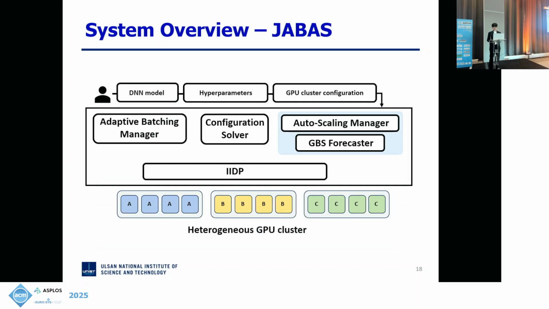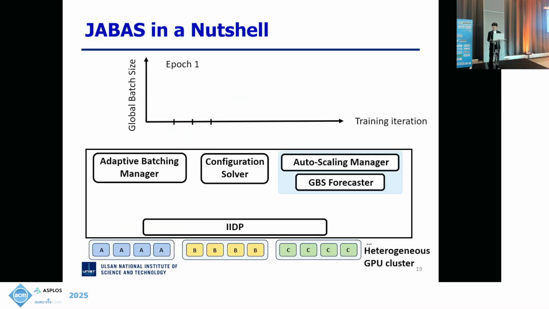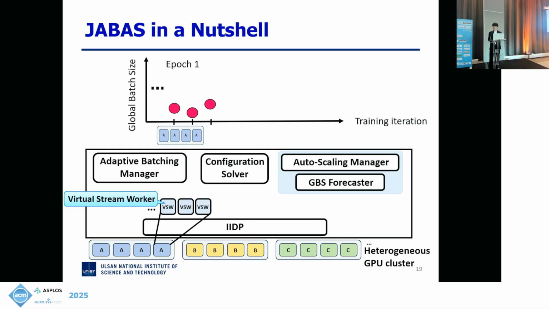Now, I present an overview of the proposed system, JABAS, to solve the aforementioned challenges. I will first describe JABAS in a nutshell and contributions of the system. Looking at the high-level view of the system behavior, at the early stage of training with adaptive batching, 4 GPUs are assigned for the small GBS. Here, we introduce a notion of decoupled worker, that is virtual stream worker, in short VSW, which utilizes GPU multistream on a single GPU. And configuration solver assigns a number of VSWs to every single GPU.